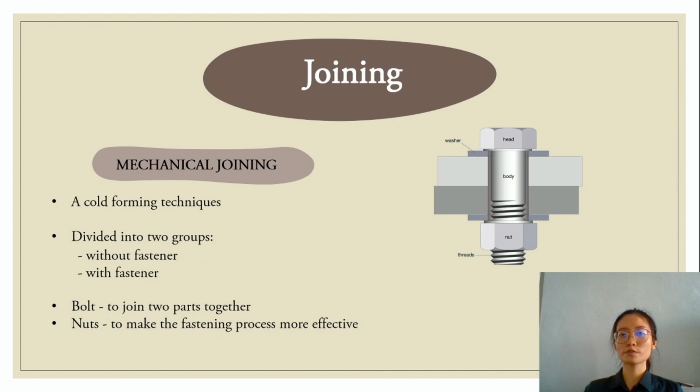Next, the automatic fruit peeler is made up of different parts, which are the body, tray, assembly height, brake, topping, and the holder. To join the parts, mechanical joining is used. It is a core-forming technique. Bolts and nuts are used here to join two parts together and to make the fastening process more effective.